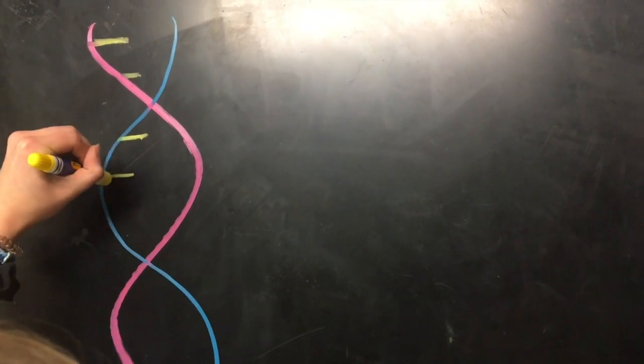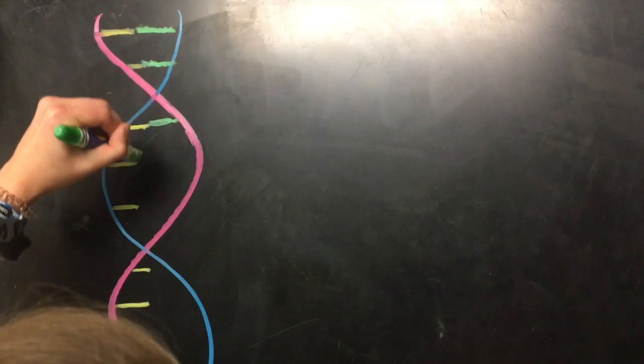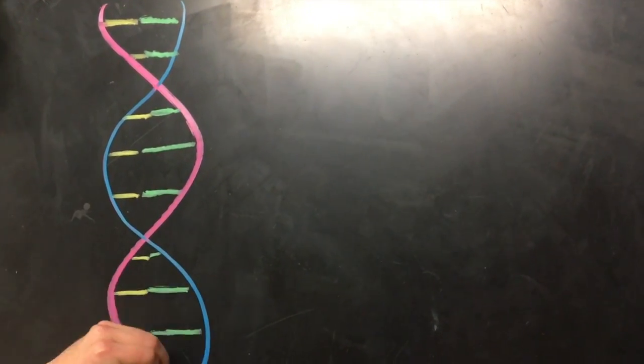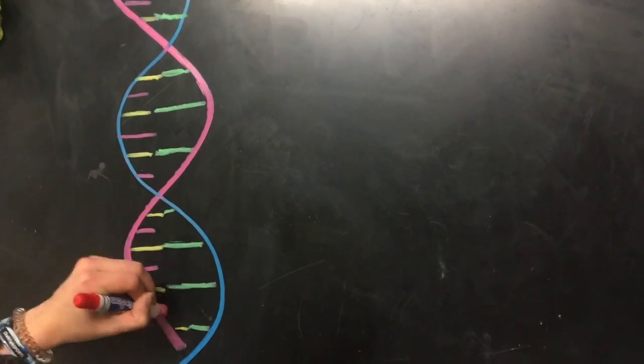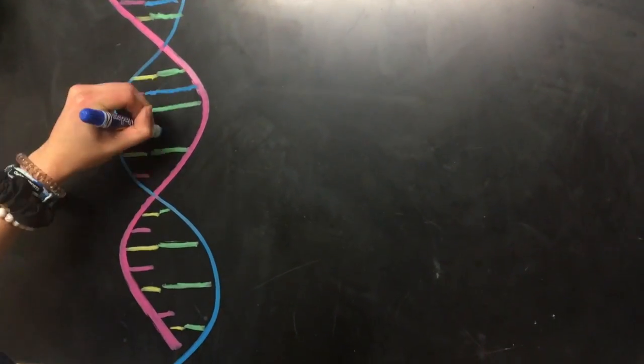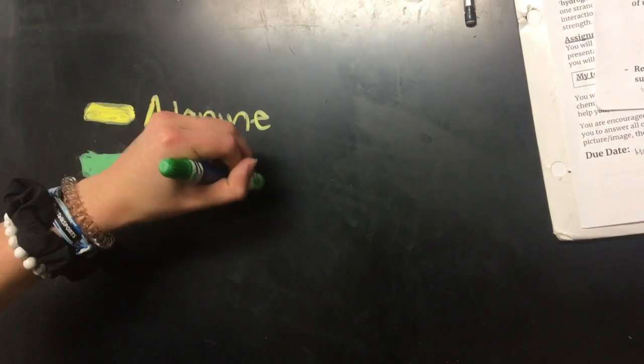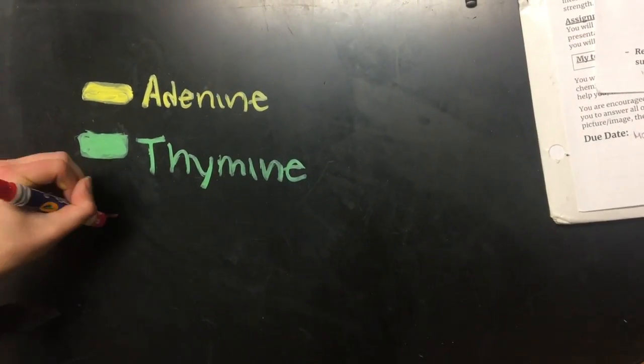DNA is formed in a double helix shape made up of three parts: a nitrogenous base, pentose sugars, and phosphate groups. The double helix is composed of nucleotides bonded to a sugar-phosphate backbone. You'll find 4 different types of base pairs or nucleotides in DNA. These 4 are adenine, thymine, guanine, and cytosine.